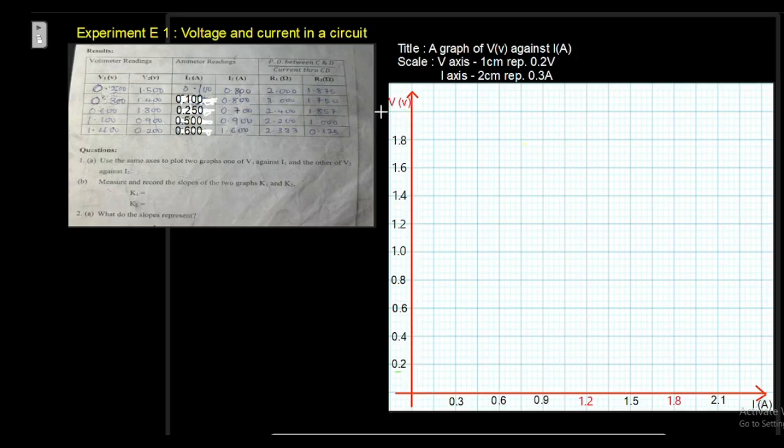This is a question that has to do with plotting graphs of V against I. So our title will be a graph of V, that's potential difference on the vertical, against I, being current on the horizontal. V has the unit volts, we put it in brackets. Current has the unit ampere, we put it in brackets, A. Now the scale. For the V axis we have 1 cm represents 0.2 volts, and for the I axis we have 2 cm represents 0.3 amps.